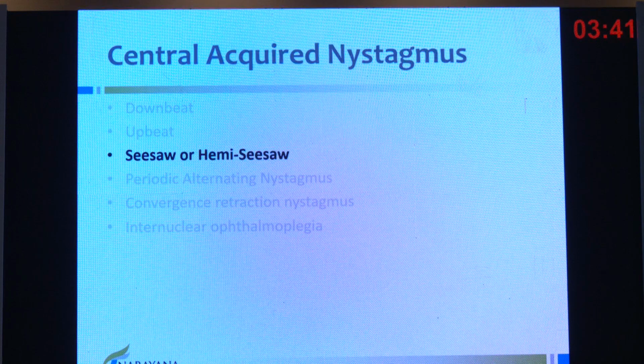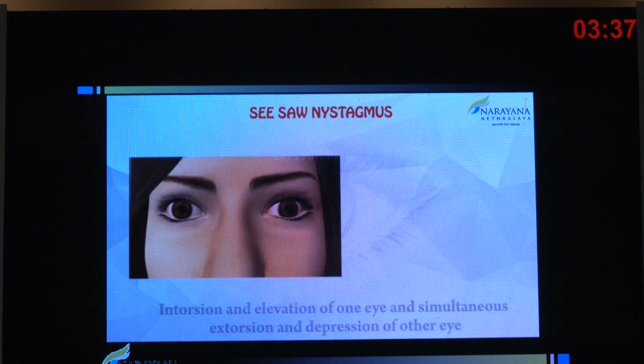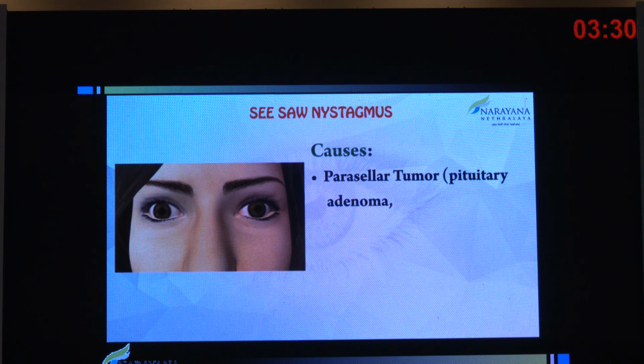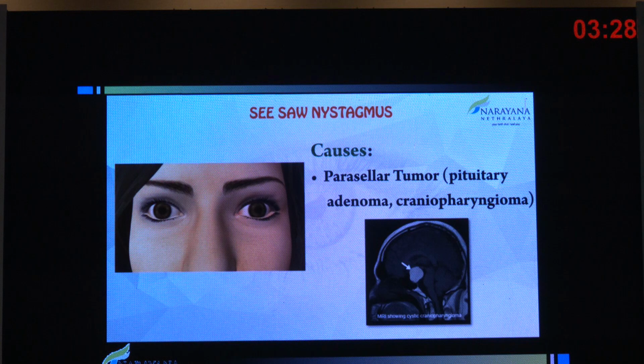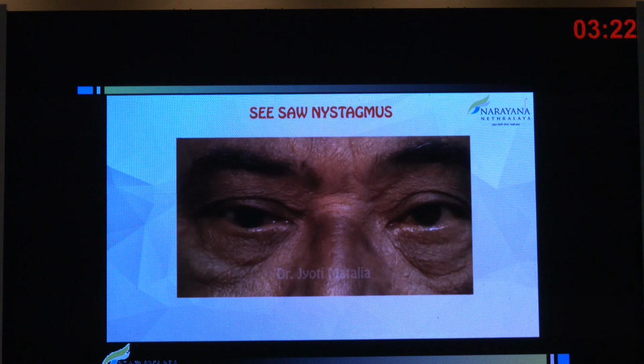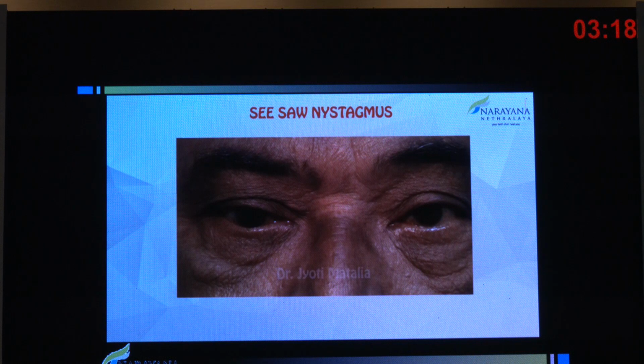Then is the seesaw, the hemi-seesaw. So intorsion and elevation of one eye and simultaneous extorsion and depression of the other eye is a classical seesaw, and this is the site where you normally see it. Important is parasellar tumors, so pituitary adenoma, craniopharyngioma is what you should look for. And infarcts or hemorrhages, trauma, congenital causes is what you should rule out. So this patient classically had a parasellar tumor and her classical seesaw nystagmus, as you can see.